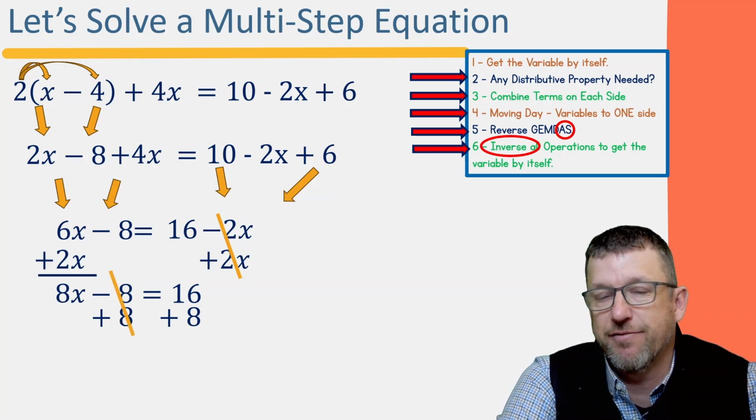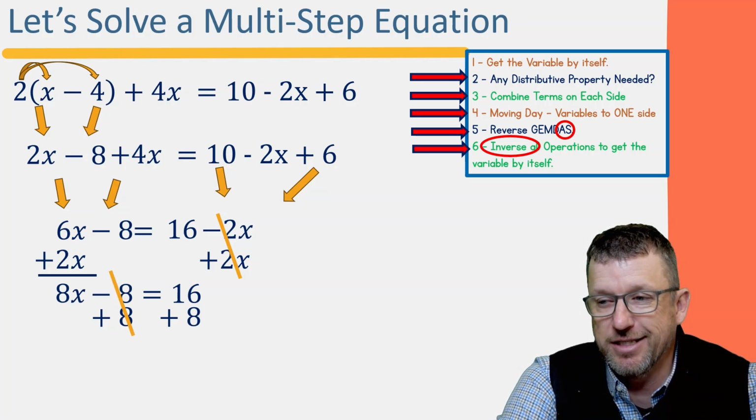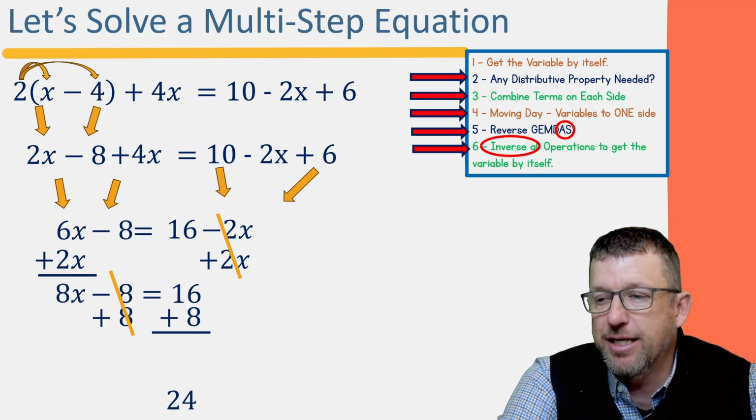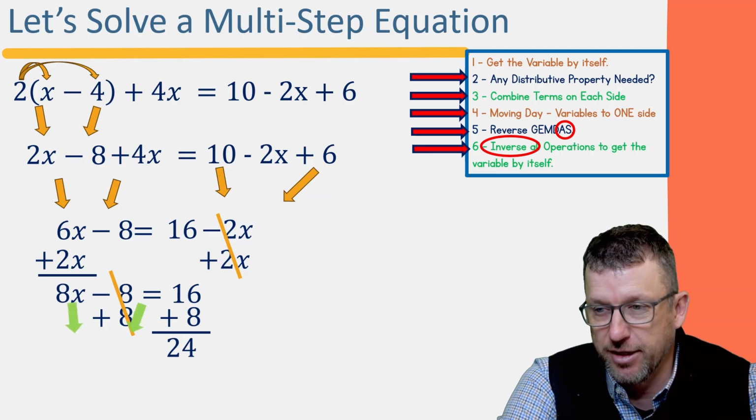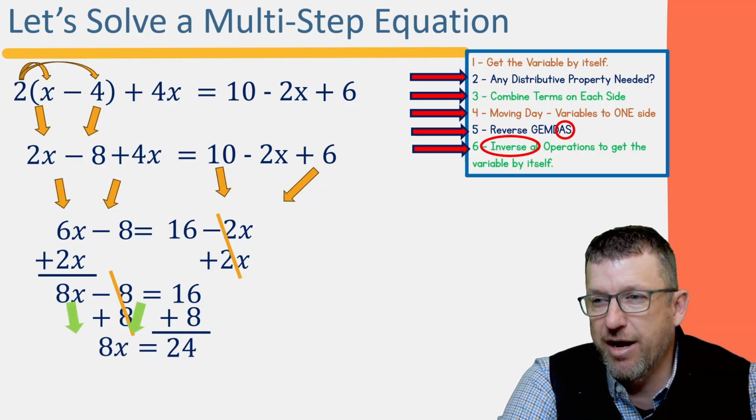Negative 8 and a positive 8, those are 0 pairs. They'll cancel out and give us a 0. 16 plus 8 gives us a 24. Just like all the other steps, bring everything else back down. Booyah, now we have 8x equals 24.